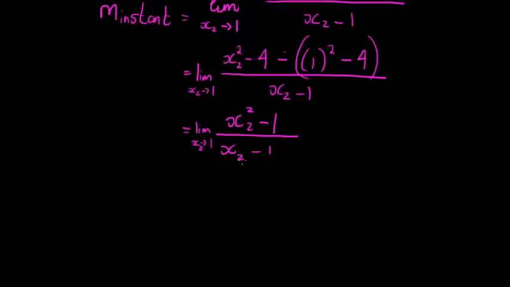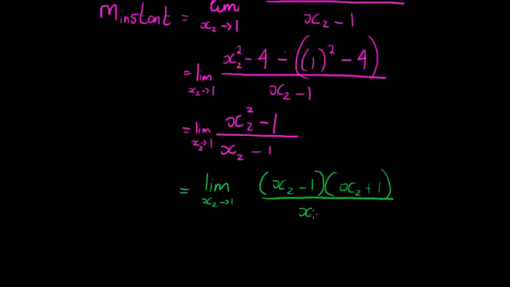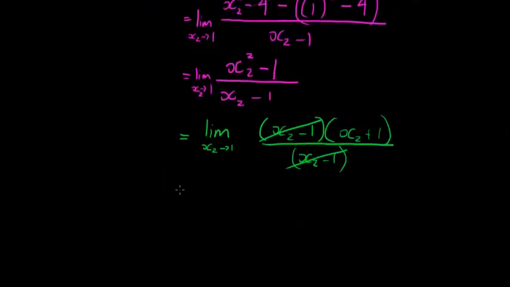Now I would like to substitute at this point, but I still can't, because if I substitute a 1, I will get 0 in the denominator. So now what I do is I simplify it a little bit further, and you can see I can simplify by making this into x2 minus 1 and x2 plus 1, divided by x2 minus 1. And here we can see those two cancel, and it leaves me now with this term alone. So now I can substitute in my 1 and I get 2.